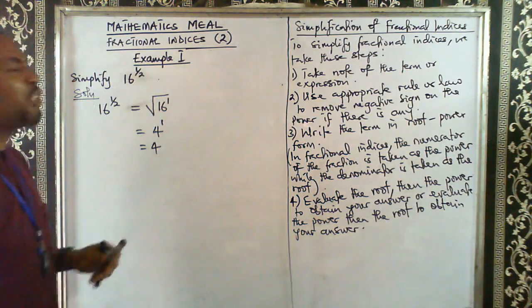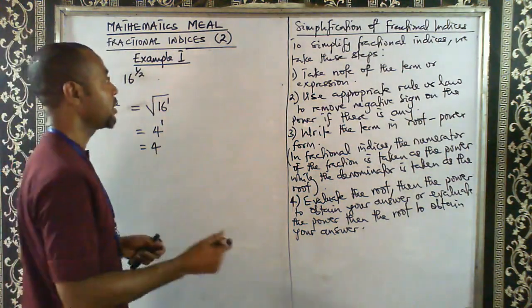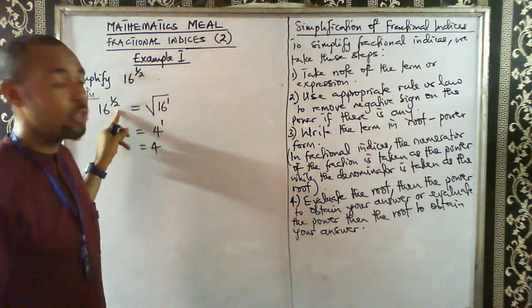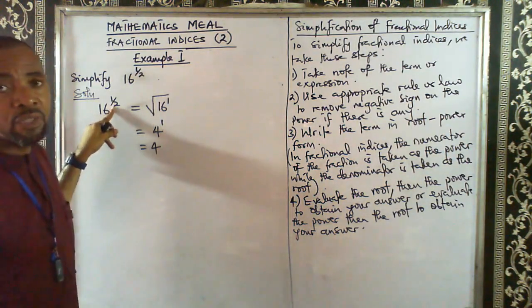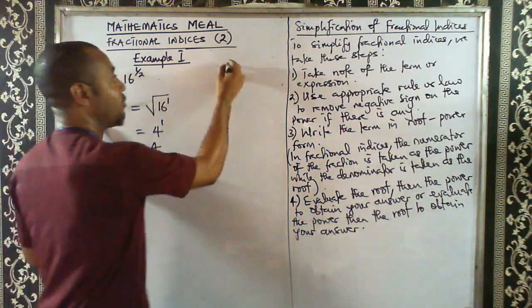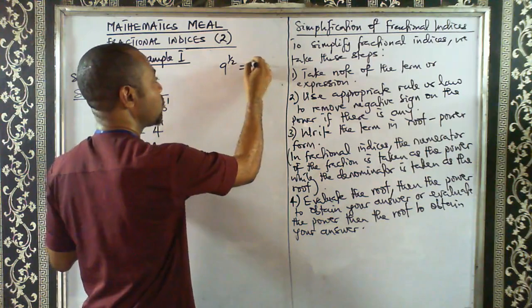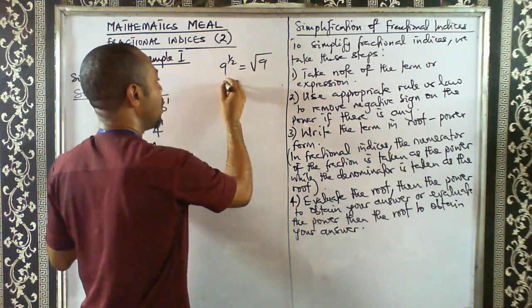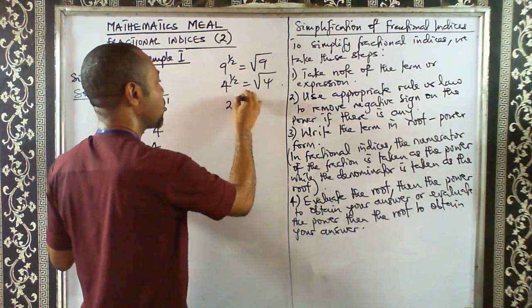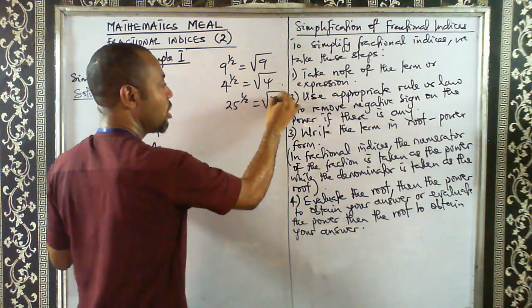So this is simple. Generally, please take note of this: when the power is a fraction, when the power is half, it's talking about the square root of the base. So if I have 9 raised to power 1 over 2, it is the square root of 9. 4 raised to power 1 over 2 is the square root of 4. 25 raised to power 1 over 2 is the square root of what?